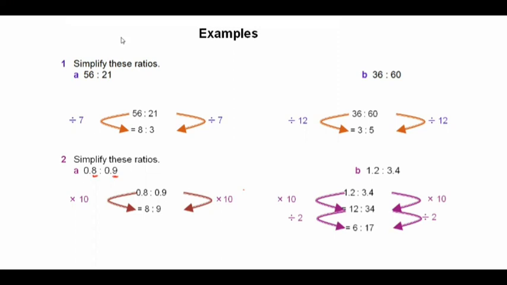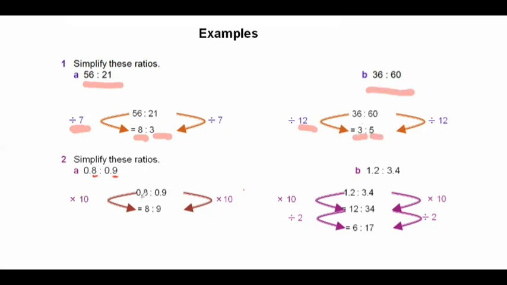Once again children, let us have a recap. If we are simplifying the ratio 56 is to 21, we are dividing them by the HCF. Dividing 56 by 7 we get 8. Dividing 21 by 7 we get 3. So the simplified form of 56 is to 21 is 8 is to 3. For 36 is to 60, the HCF is 12. So dividing by 12 we get 3, and 60 divided by 12 we get 5. So the simplest form of 36 is to 60 is 3 is to 5.